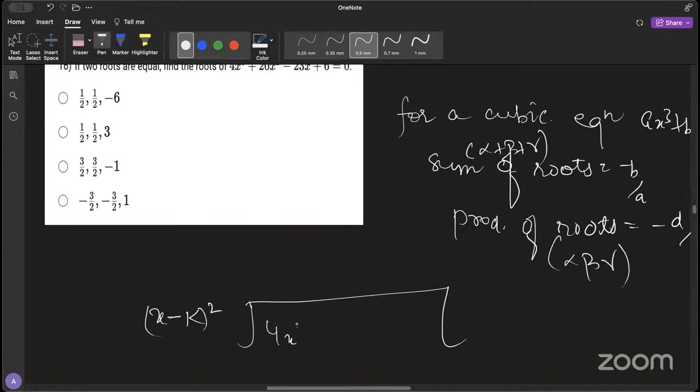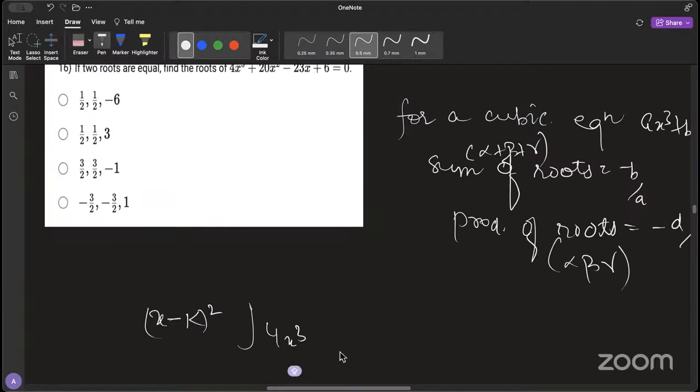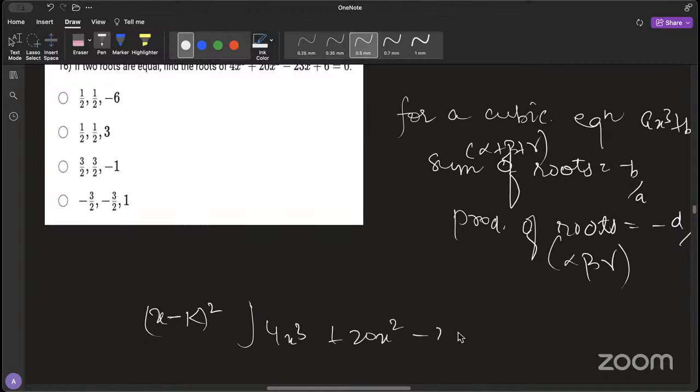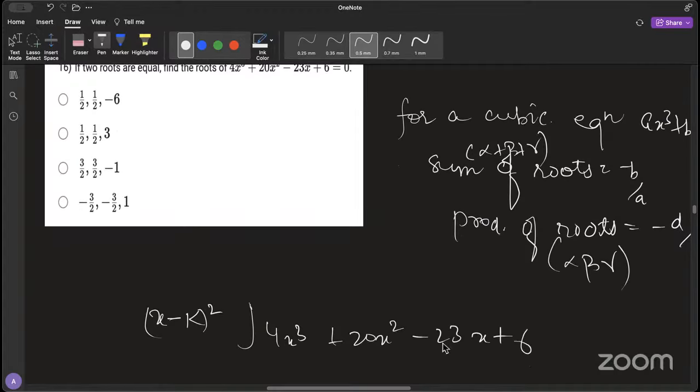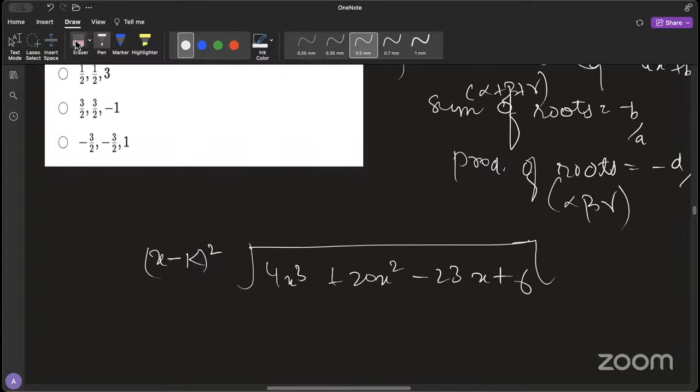You can use this thing where you will have to divide. Can we use this, 4x cubed plus 20x square minus 23x plus 6? If you divide, this is just x square plus 2kx. Let's consider the root to be minus k. That makes things easier.